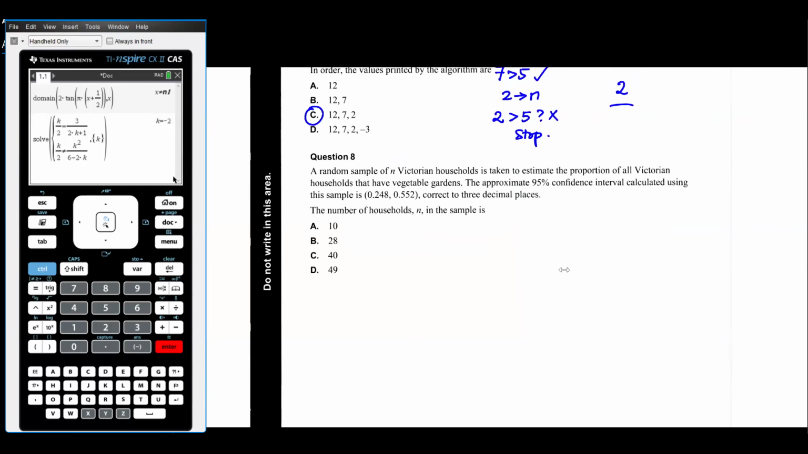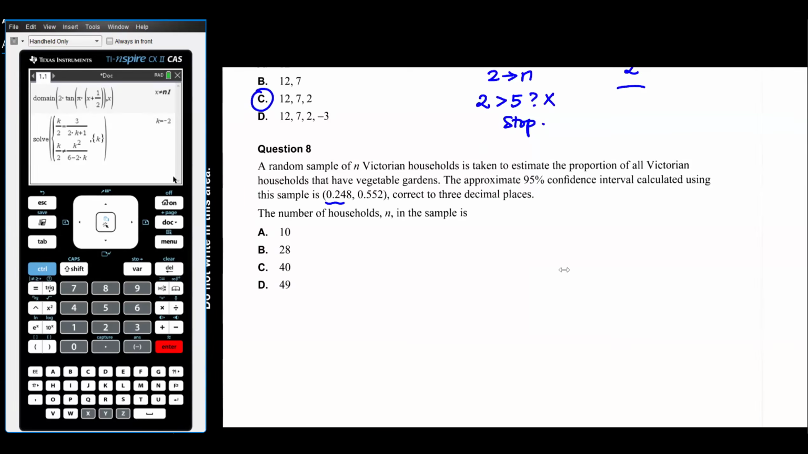Question 8. We've got a confidence interval of 0.248 and 0.552. So one thing I can figure out is 0.248 plus 0.552 divided by 2. If you add them together, this will be 0.800 divided by 2. That is 0.4. The next thing is, how can I get, for example, the number of households?